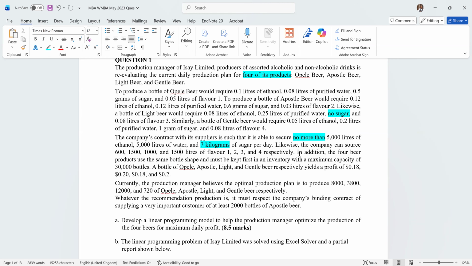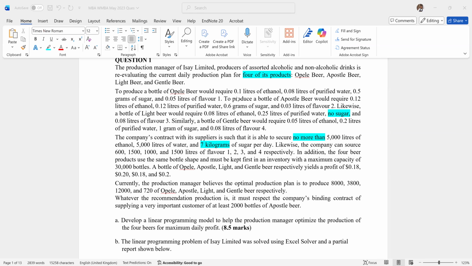Develop a linear programming model to help the production manager optimize the production plan of the 4th year for maximum daily profit. I will not go to the second part of the problem here, because for this assignment, you will solve it yourself. And so we're going to formulate it now. Of course, if you formulate it wrongly, you will get a solution that is also wrong. So let's start with the decision variables.